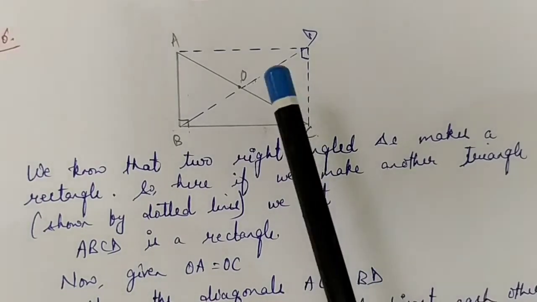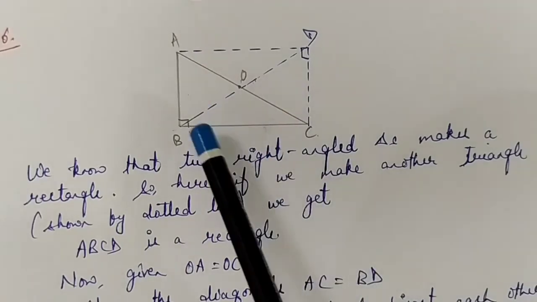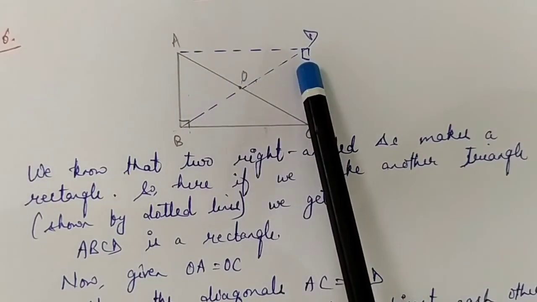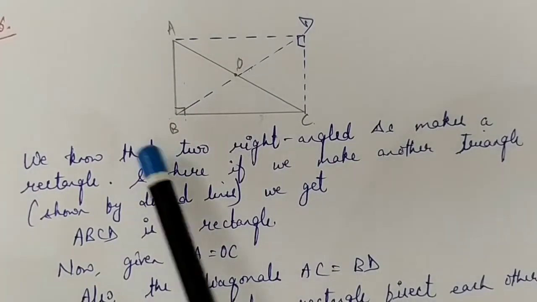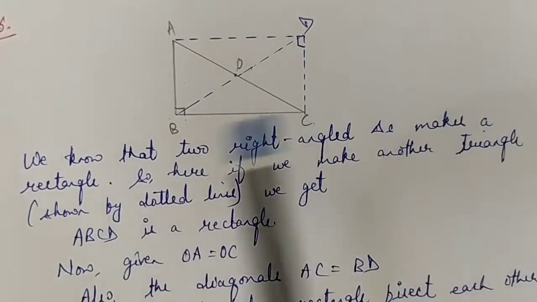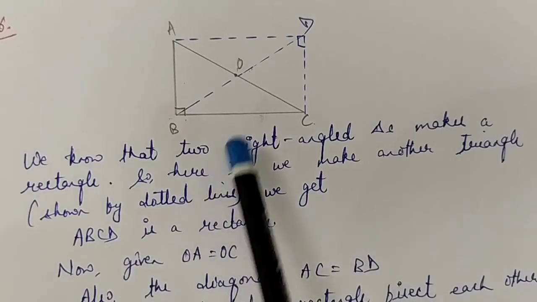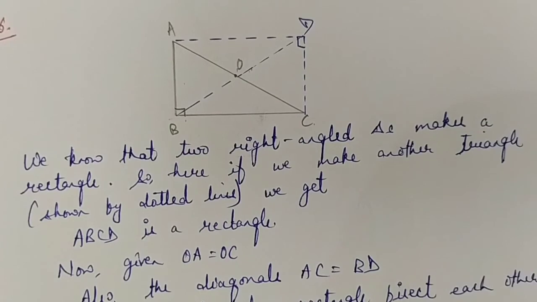How is it basic? When you draw, you have this right angle triangle. Let us draw another right angle triangle. We drew ADC, because we know that two right angle triangles make a rectangle. So we made a rectangle. Here, if we make another triangle shown by the dotted line, we get ABCD as a rectangle. Now that I have a rectangle, it means I can use the property of a rectangle to prove this question.